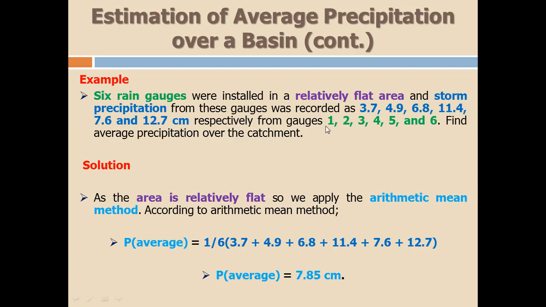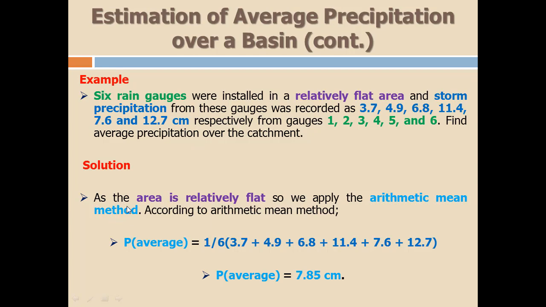So for the first gauge, the storm precipitation is 3.7. For the second, it is 4.9. For the third gauge, it is 6.8. For the fourth, it's 11.5. Fifth one, 7.6. And for the sixth, 12.7 centimeter respectively.